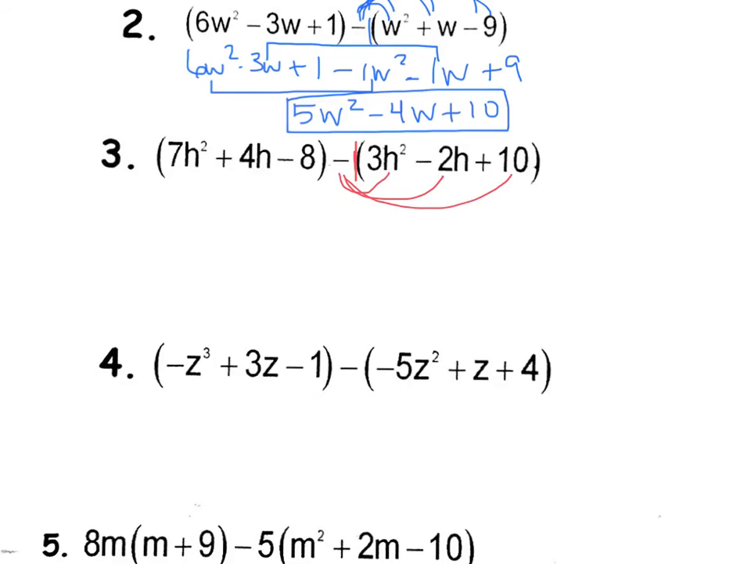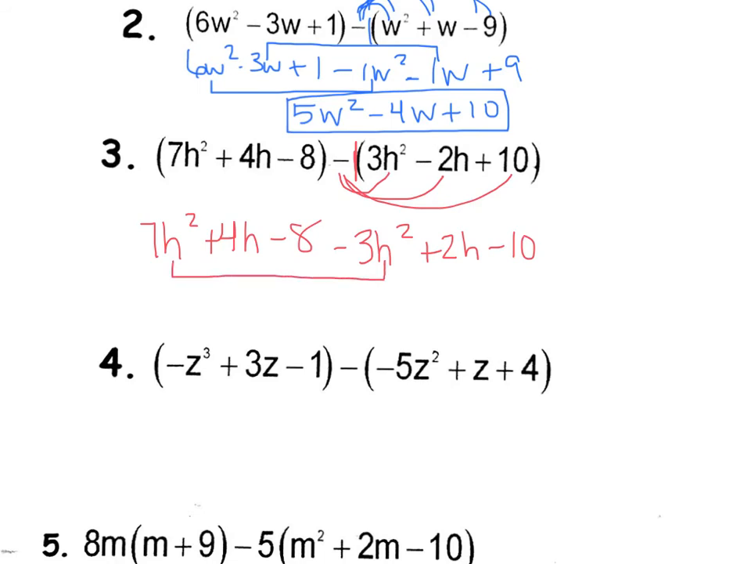So negative 1 times 3h squared is negative 3h squared. Negative 1 times 2h, negative 2h, is positive 2h. And negative 1 times 10 is negative 10. Everything else will come down. And now you can combine like terms. 7h squared minus 3h squared is 4h squared. 4h and 2h make 6h. And finally, negative 8 and negative 10 make negative 18.